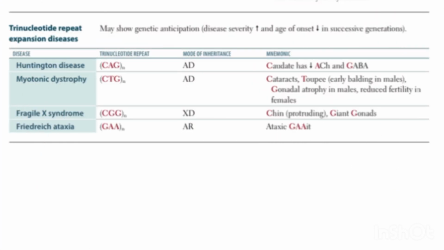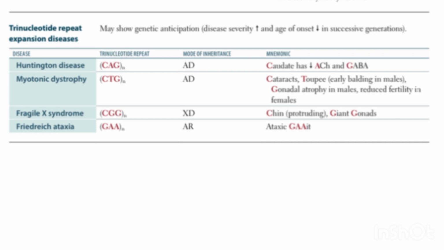Now, next we see trinucleotide repeat expansion diseases. Genetic anticipation, that is, disease severity increases and age of onset decreases in successive generations. All trinucleotide repeats start with C and end with G, except Friedreich ataxia, which is GAA. Huntington disease: we see CAG repeat, hunt in a cage, and it is autosomal dominant mode of inheritance. Caudate has decreased ACh and GABA.